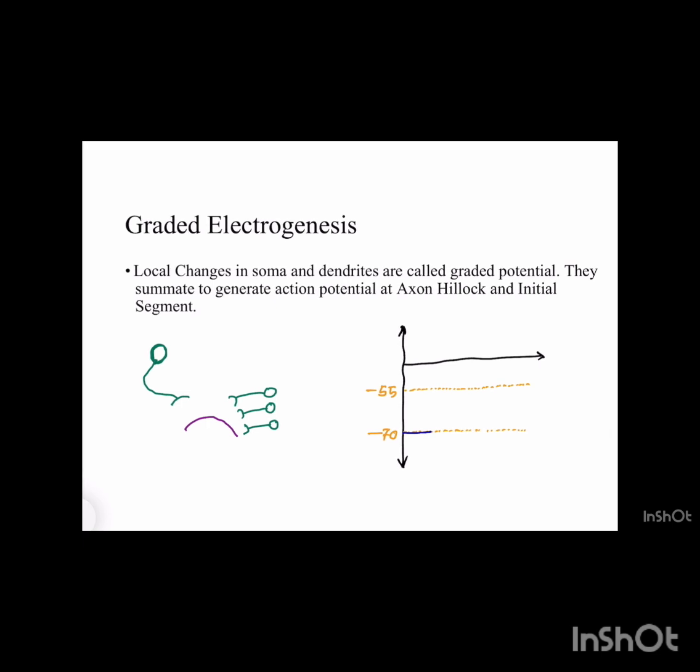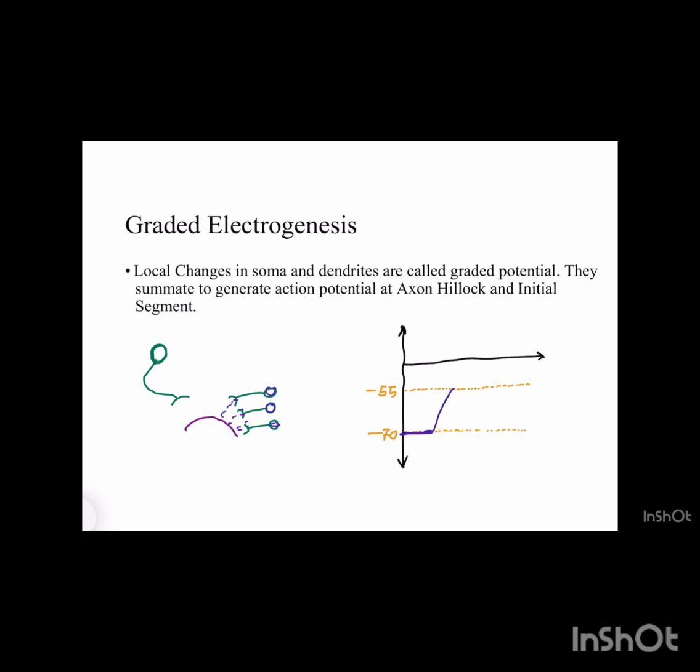Now we will discuss the concept of graded electrogenesis. Here we are talking about only good neurons. Two things can happen. Right now our membrane is at minus 70 millivolts. Suppose several good neurons try to excite our neuron simultaneously. So what will happen? So it will go up from minus 70 millivolts and come around minus 55 millivolts.